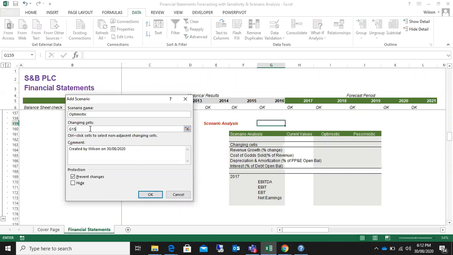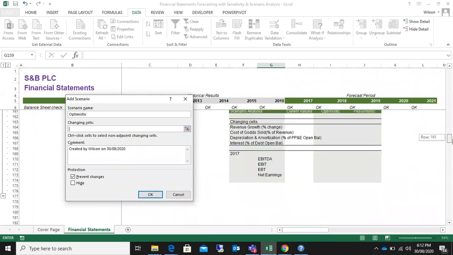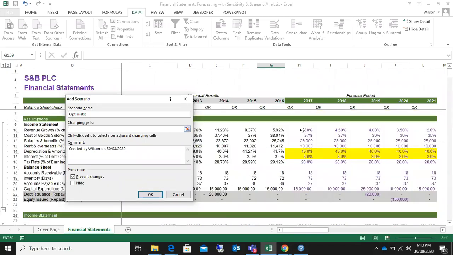Okay, you can see maybe I do that, Excel will give me created by Wilson, but this is actually created by me. It will tell you today's date, the date that I created it. I'm creating this scenario on 30th of August 2020. All right. Now, you can see these are the changing cells. The changing cells are your assumptions. So, we want to pick revenue growth for 2017, which is this.